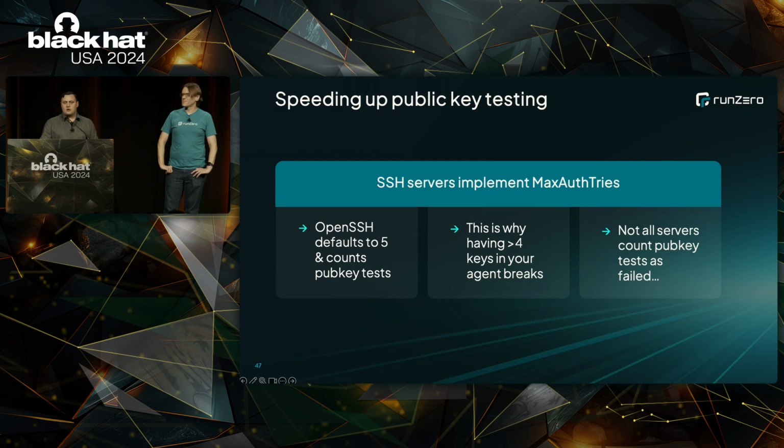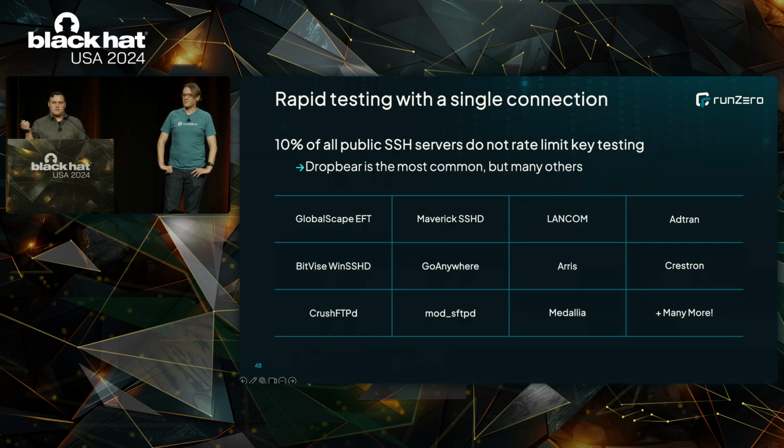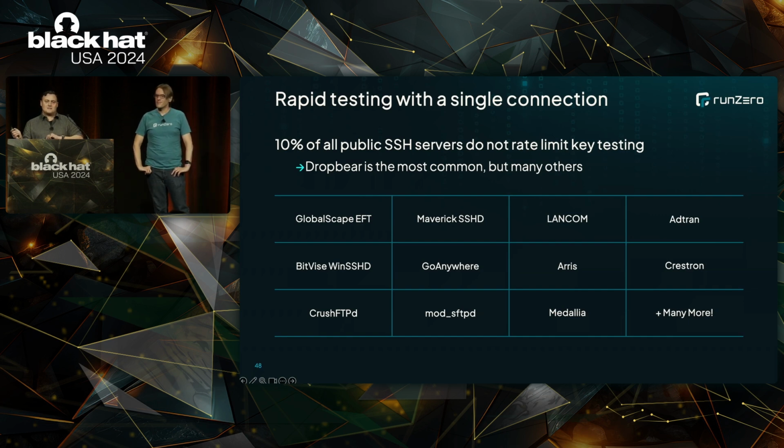But not all servers consider a pubkey test as an authentication failure. So 10% of all the servers in the world do not count any pubkey test as an auth failure, including Dropbear, which is the second most common at 12 to 15% of the internet. If you look at all these other daemons, you've got GlobalScape and all these different commercial MFT programs. None of these actually implement any kind of rate limiting of pubkey testing. So you can just grind them all day long.